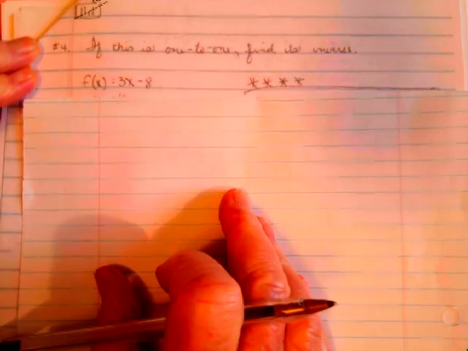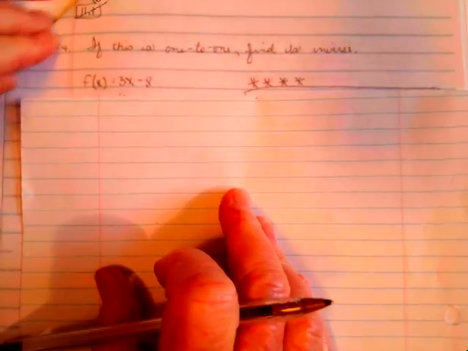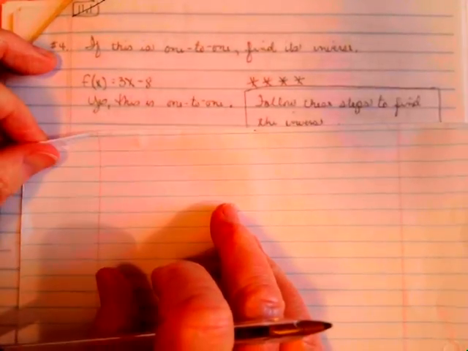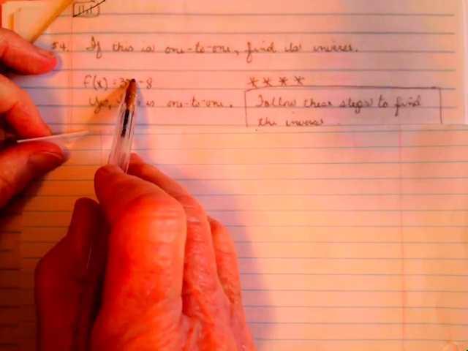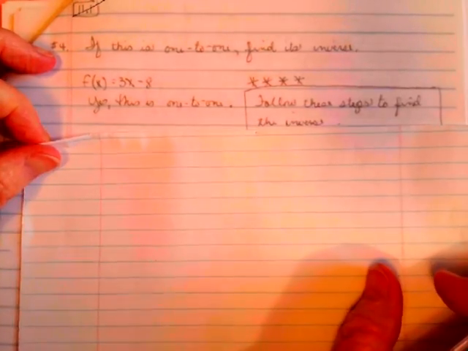Page 2. If this is one-to-one, find its inverse. F of x equals 3x minus 8. Yes, it is one-to-one because I do not have an even exponent.